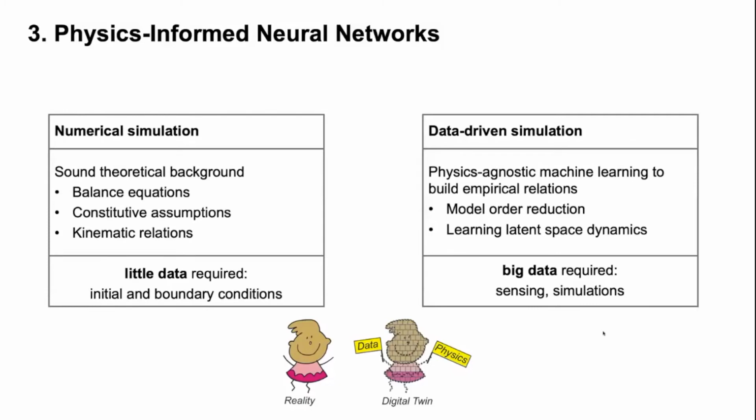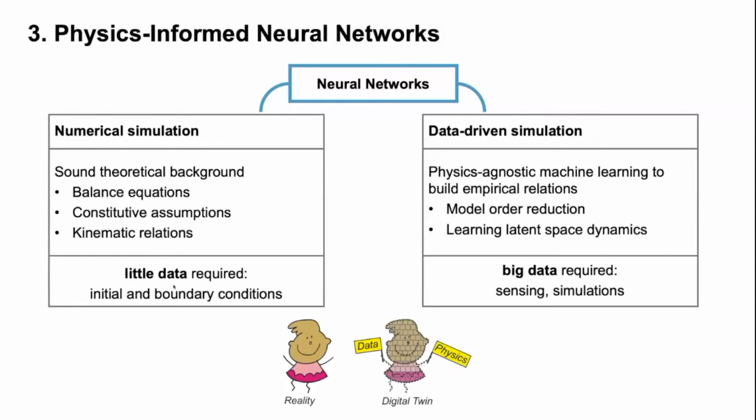We have balance equations, we have constitutive assumptions, and also the kinematic relations. So we have a strong theoretical foundation. And also we require very little data only. We have the initial and the boundary conditions, and that's it. Otherwise, we are generating data. And the physics-informed neural networks now aim to combine these two worlds. It has been shown that neural networks can actually do both data-driven simulation and numerical simulation, but both can also be combined in a symbiotic manner.